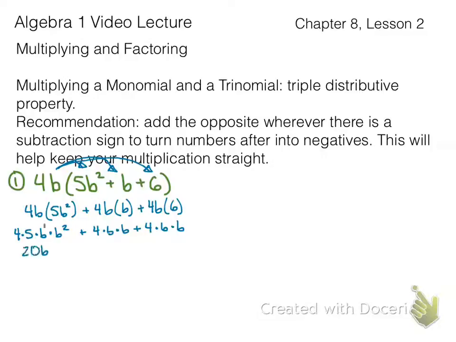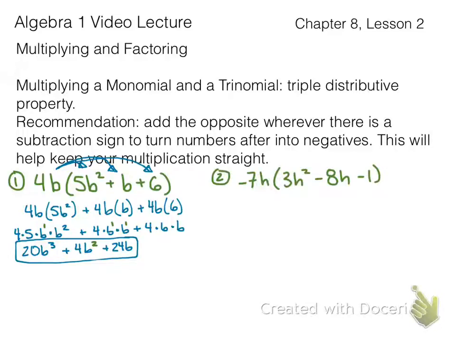So 4 times 5, and there's the little invisible 1 above that first b, which means we have 20b to the third. Then we have 4b to the second, because we have a little invisible 1 on top of those b's, and we have 4 times 6, which is 24b. So that's your final answer, guys. It's just a whole bunch of distributive property. There's nothing too fancy about this one, okay?